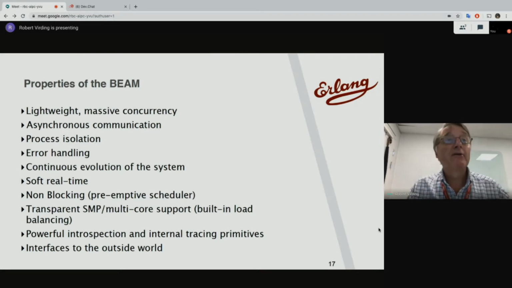It supports asynchronous communication, process isolation, error handling, continuous evolution of the system. This means dynamic code handling, all the support. The soft real-timeness, the non-blocking, there's a preemptive scheduler. It is extremely difficult to block the beam. You can do it, but you really have to put a lot of effort into doing it, because the beam puts a lot of effort into making sure you can't do it. There's transparent multi-core support. Built-in load balancing system. I don't have to think about this. There are powerful introspection and internal tracing primitives for looking at the system while it's running, and a number of interfaces to the outside world.